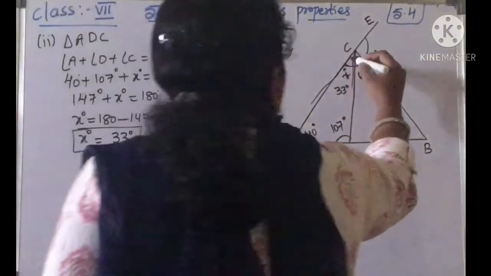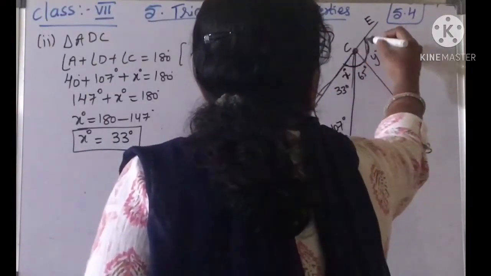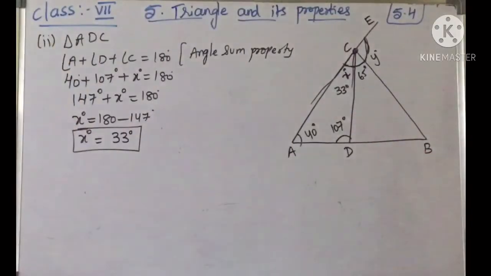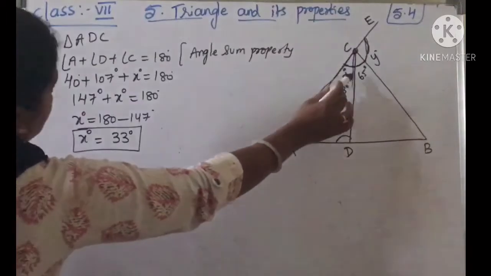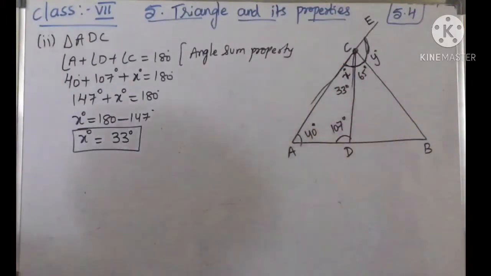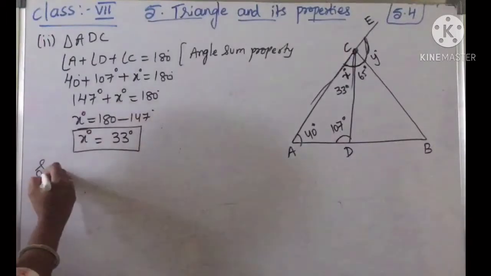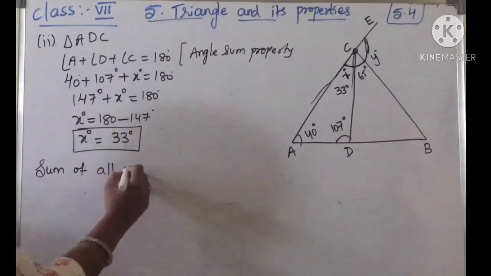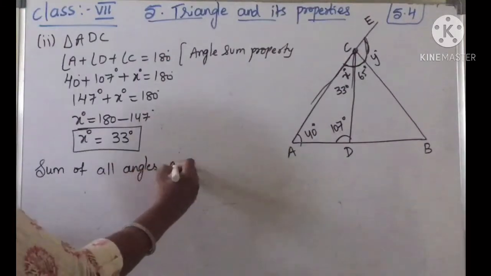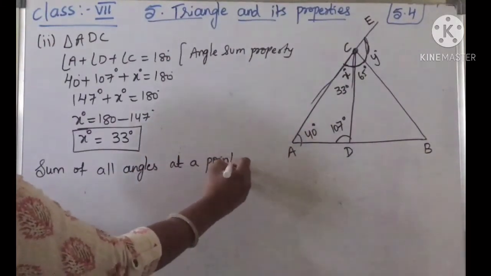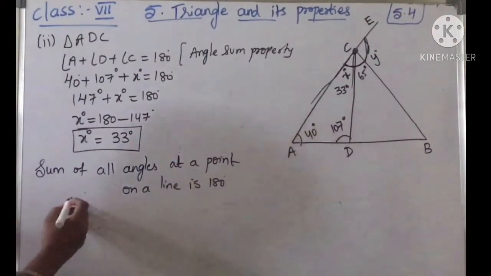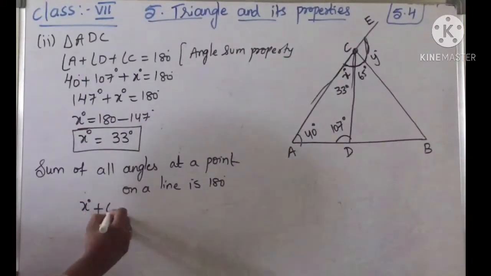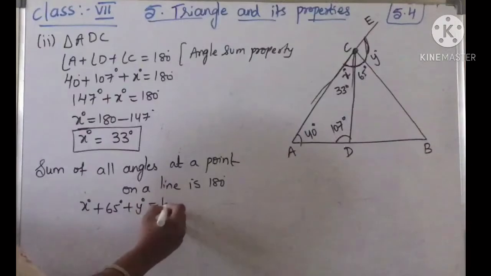Here if you see this point, the sum of the angles at a point on a line is 180 degrees. You know that point. Sum of all angles at a point on a line is 180 degrees. So I can take here x plus 65 plus y equal to 180.